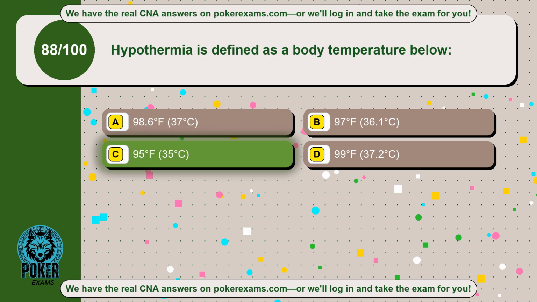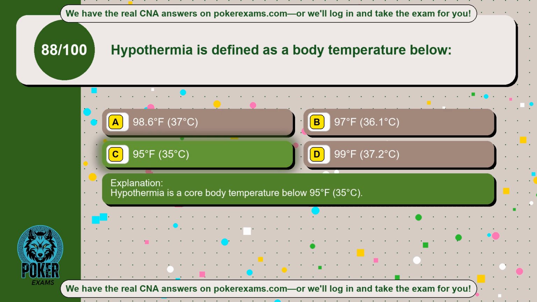The correct answer is option C. 95 degrees Fahrenheit, 35 degrees Celsius. Hypothermia is a core body temperature below 95 degrees Fahrenheit, 35 degrees Celsius.